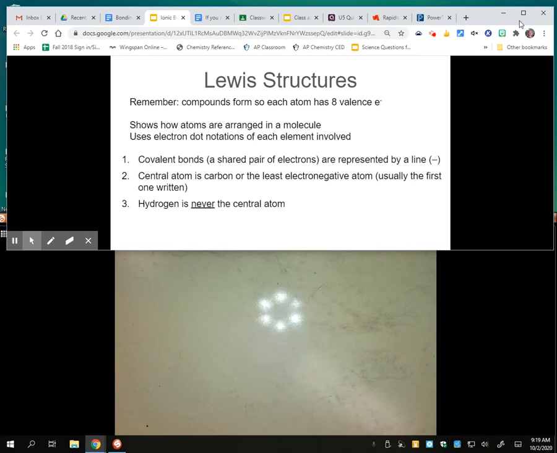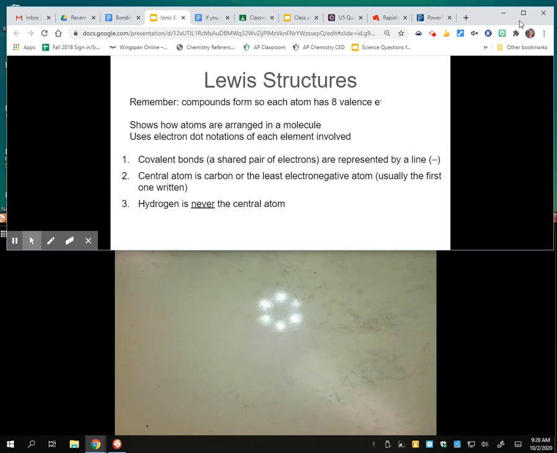Hydrogen, though, is never the center atom. Hydrogen can only make 1 bond because it only has 1 valence electron, and so it can never be in the middle. Now, knowing those few rules, we can go ahead and draw some molecules here.